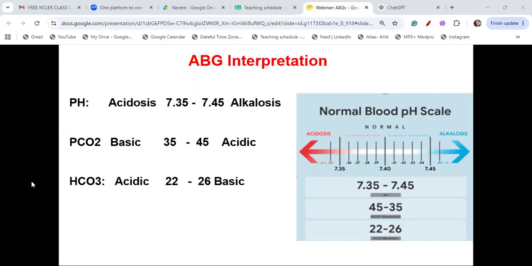For the CO2, we have between 35 to 45. When it's lower than 35, that is basic. When it's more than 45, that is acidic. And then lastly, we have the bicarbonates, 22 to 26. Less than 22, acidic. More than 26, basic.